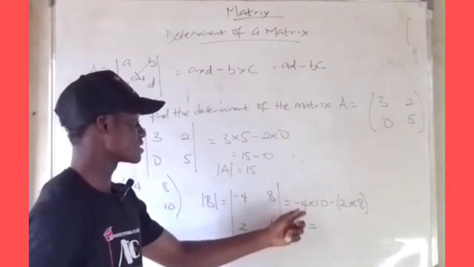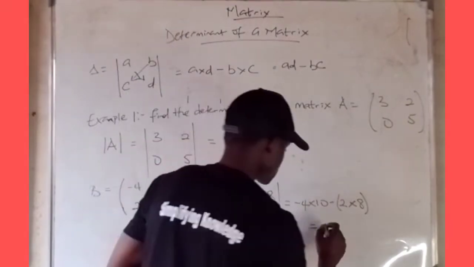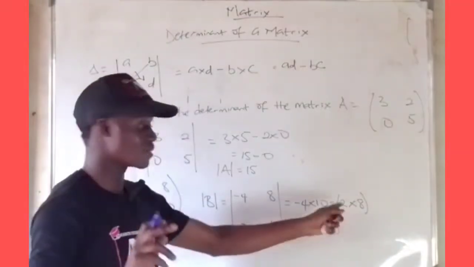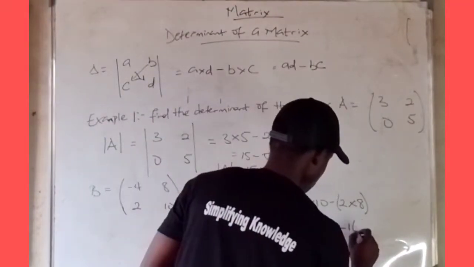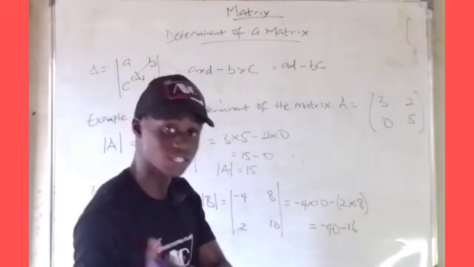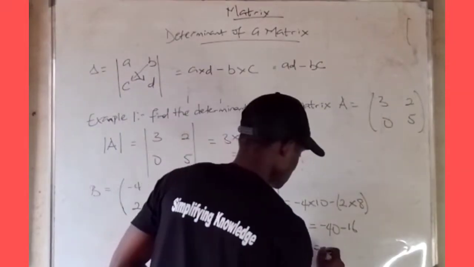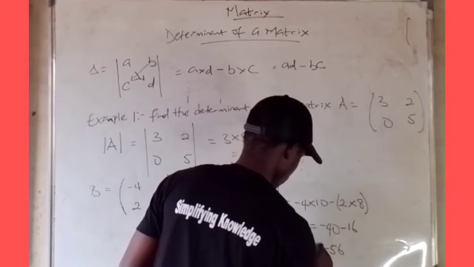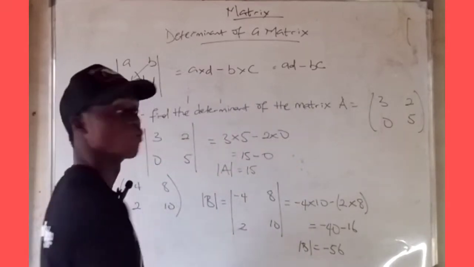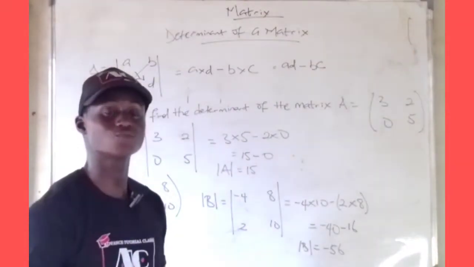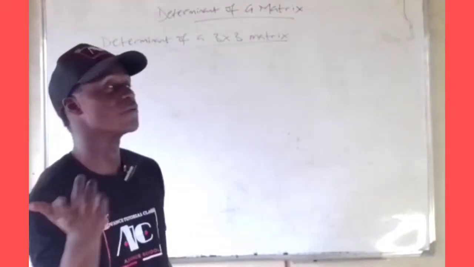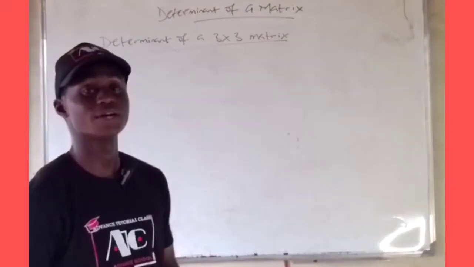So that becomes minus 4 times 10 is minus 40. Then 2 times 8 is 16. So you're having minus 16 altogether. So bringing this, minus 40 minus 16 gives you a total of minus 56. So that is the value for the determinant of B. So we're moving ahead to the 3 by 3 matrix, where we'll look at something even more interesting. So we're moving into the determinant of a 3 by 3 matrix.